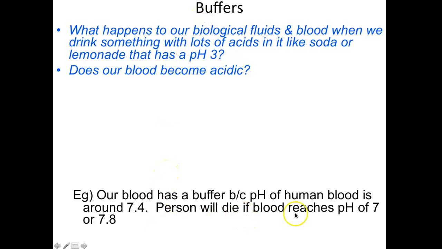You will die if your blood reaches a pH of 7 or 7.8. So even a seemingly small change in pH can be very deadly for us. So buffers are very, very important for living things. Okay. Why does pH matter? That's a good question, right? Why does the pH matter to living things?